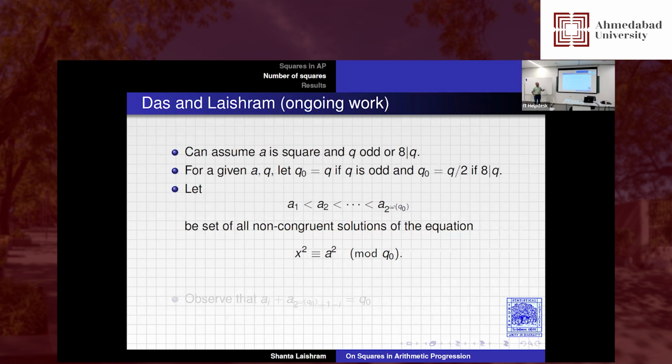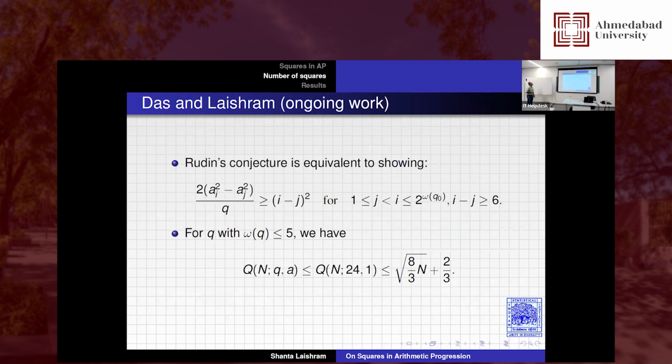So when q naught is composed of omega primes, then there are actually 2 to the power omega solutions modulo q naught. Basically, a1 plus its partner should be q naught, a2 plus its partner should be q naught, and so on. If some ai is a solution, then q naught minus ai is another solution. So we have this many solutions.